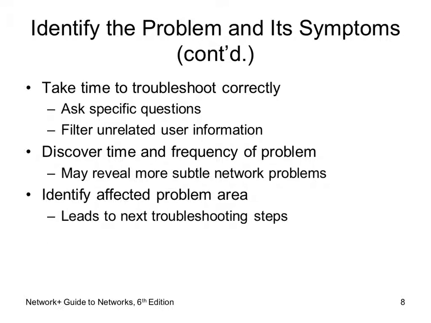Discovering time and frequency of problems may reveal more subtle network problems. Like, for instance, you find out at noon that nobody can do anything on the internet. Okay, might be a switch is going bad. Might be the fact that up to that week everything's fine. Might be the fact that something's changed in the outside connections coming in from the cable connection or whatever connection you have coming in to the internet.